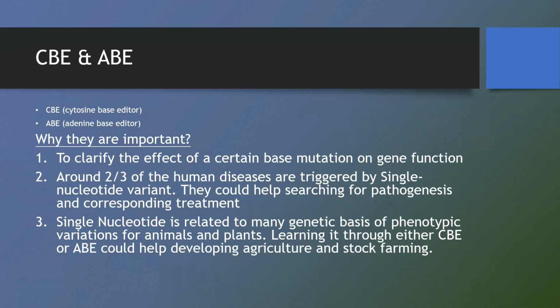For the third perspective, single nucleotide variants are related to many genetic bases of phenotypic variation for animals and plants. By learning it, we could promote more products to the public at a faster pace than CRISPR, which released the antivirus tomato 2 years after the introduction of the technique, helping both agriculture and stock farming to develop.